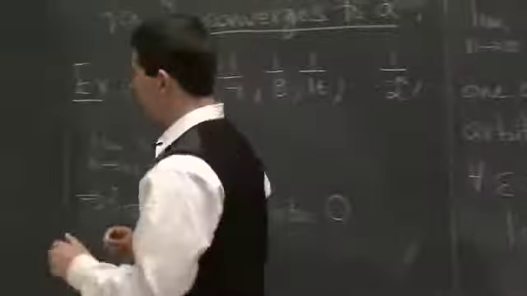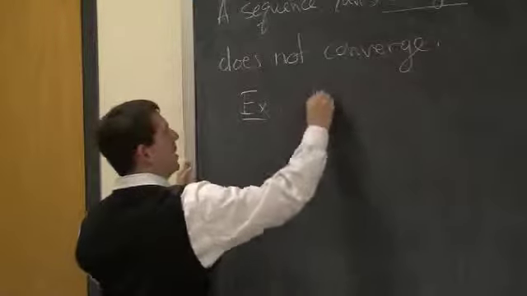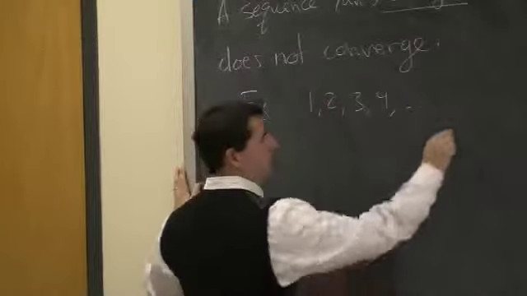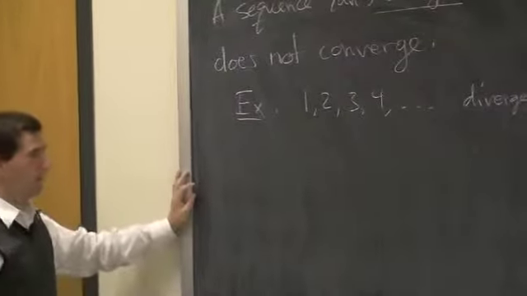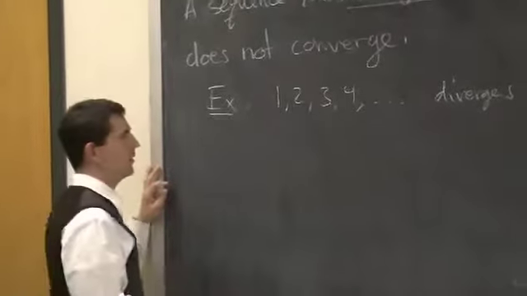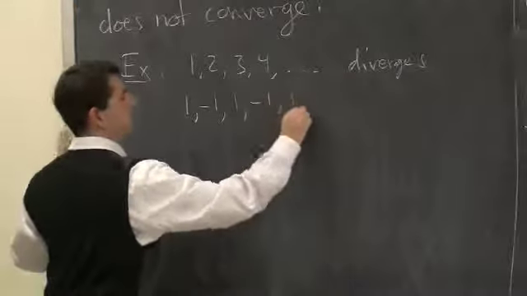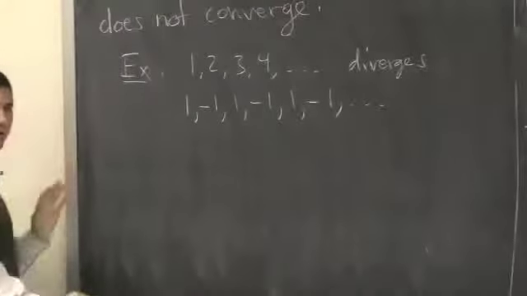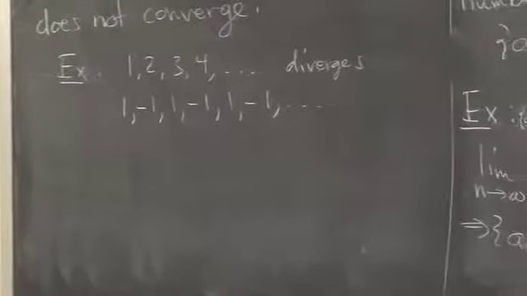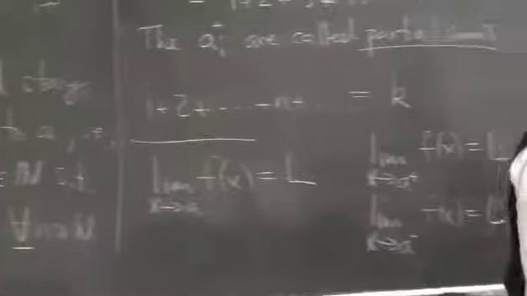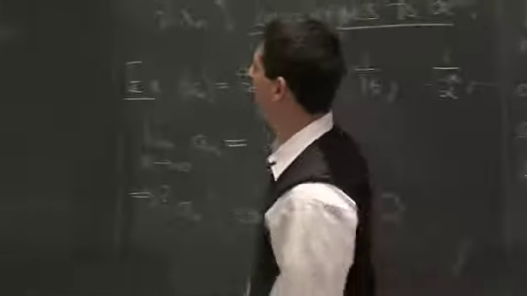So, for instance, we just saw that 1, 2, 3, 4, this diverges. On the other hand, let me ask you, what about this one? 1, minus 1, 1, minus 1, 1, minus 1, and so forth. It goes between 1 and minus 1, just alternates. Does that converge or diverge? Why does it diverge? That's because it's not converging. Ah, that's a great answer. Okay. How do we know it's not converging?